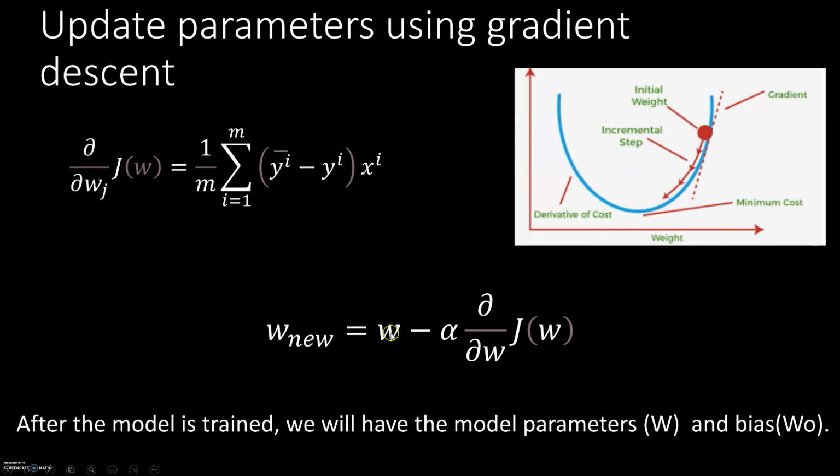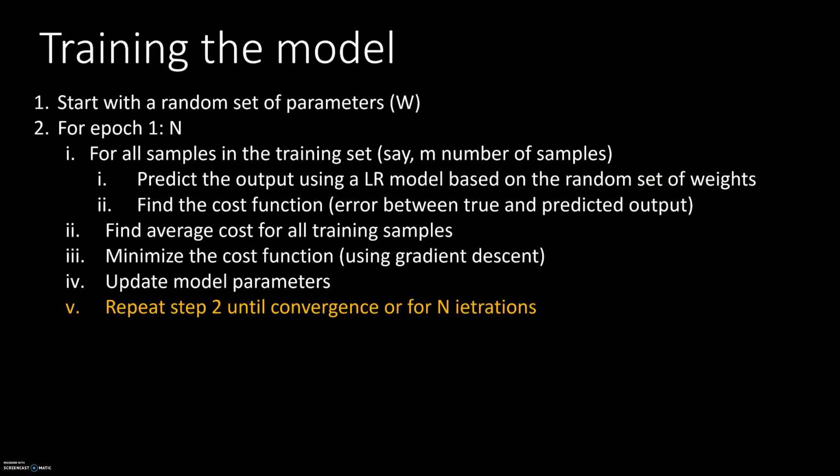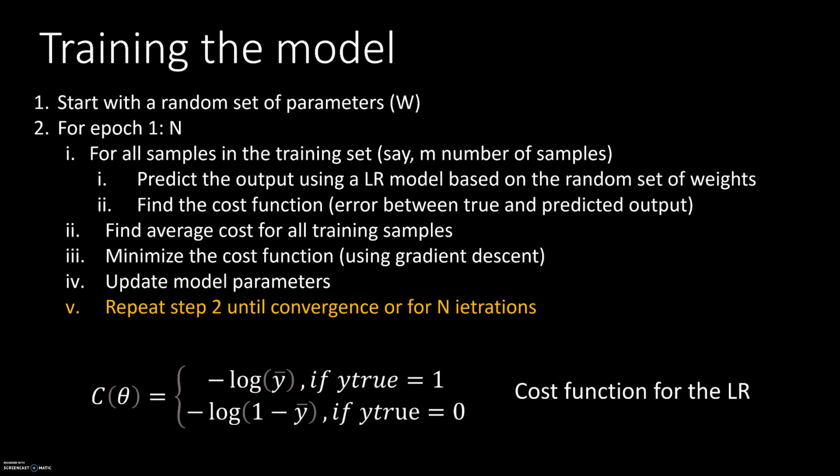So this is our current set of weights. To begin with, we have randomly initialized the weights, so this will just be the randomly initialized weights. And then we take the learning rate and multiply that with the gradient for that particular step. So this is how we update the model parameters. And then once we have updated the model parameters, we repeat all of the steps for n number of iterations. And that's really how we train the logistic regression model.